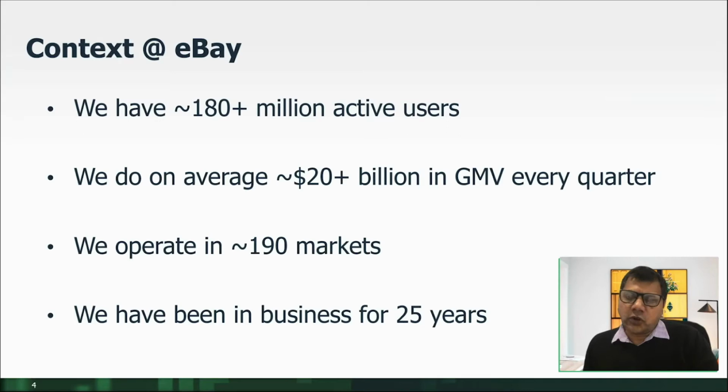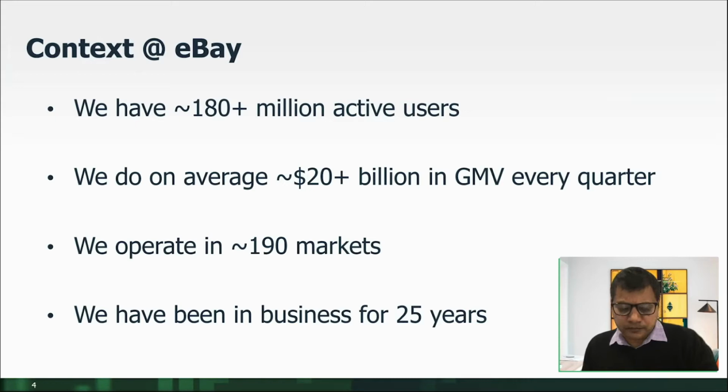In terms of our geo presence, we operate in 190 markets. The reason this is critical is that when we look at any solution, product, or experience, whether it is sign-in, browse, search, or checkout, we have to look at it from a global lens. The behavior and profile of the users that shop on our platform, and the type and capabilities of the devices we see, vary a lot from country to country. Hence, we have to be inclusive in any solution or product that we build into the platform.